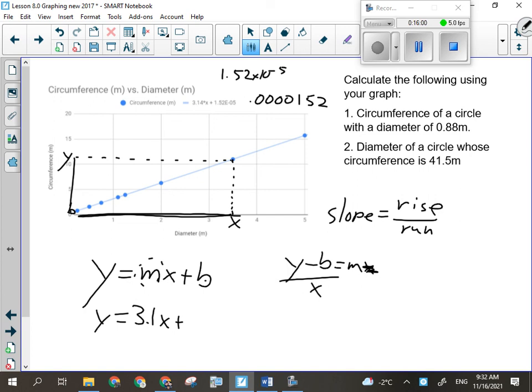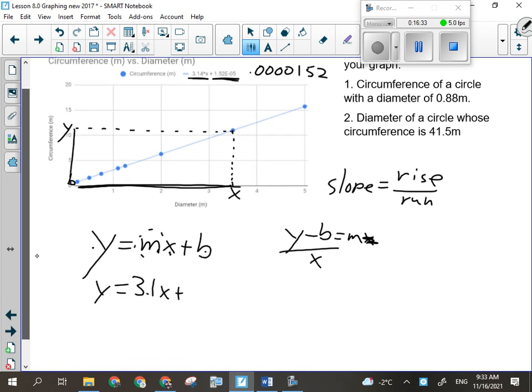Right? The Google Sheets gave me what m is, it's 3.14, okay? And it gave me what b is, this number here, and that question told me the diameter is 0.88. What axis is diameter on? X. So there is my x value. It's saying calculate y when x is 0.88 meters. Everybody with me on that? Okay, so all I have to do is plug in my numbers.